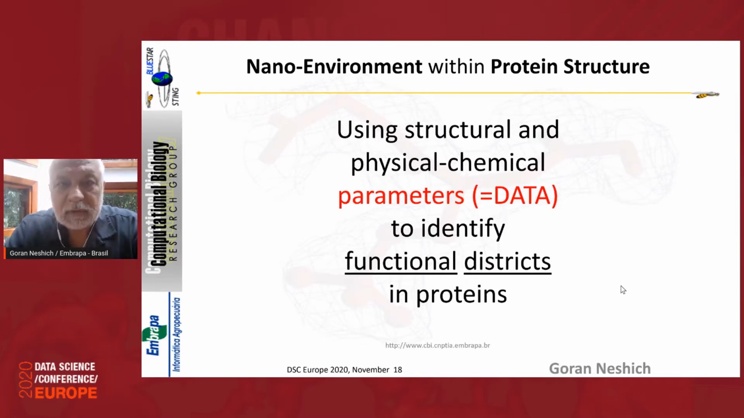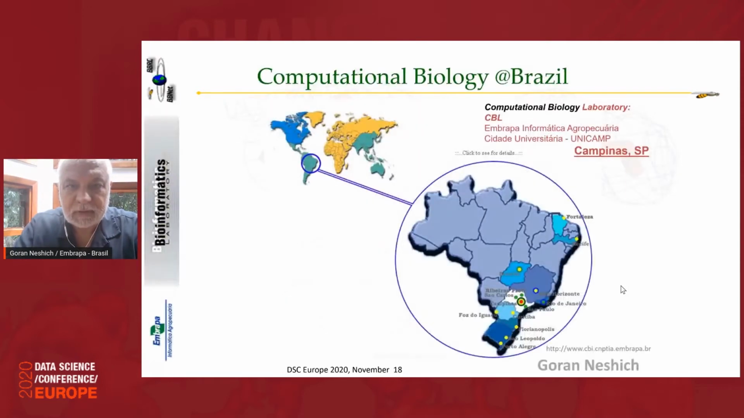So when we are speaking about data, we are using structural and physical-chemical parameters. Those are our data. This is our gold mine to identify functional districts in proteins. And proteins are nanofactories present in any biological system, including human beings.